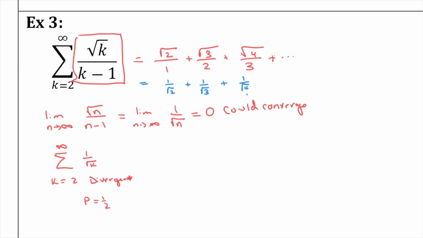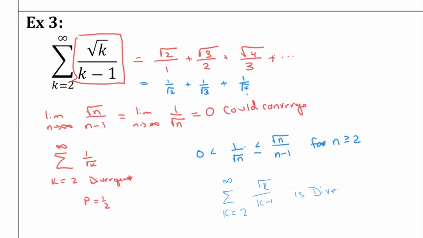So conveniently, we can see that 1 over square root of n is going to be less than or equal to root n divided by n minus 1 for all n greater than or equal to 2. And these are each greater than 0. Therefore, from the direct comparison test, we can say that our series k equals 2 to infinity square root k over k minus 1 is divergent.